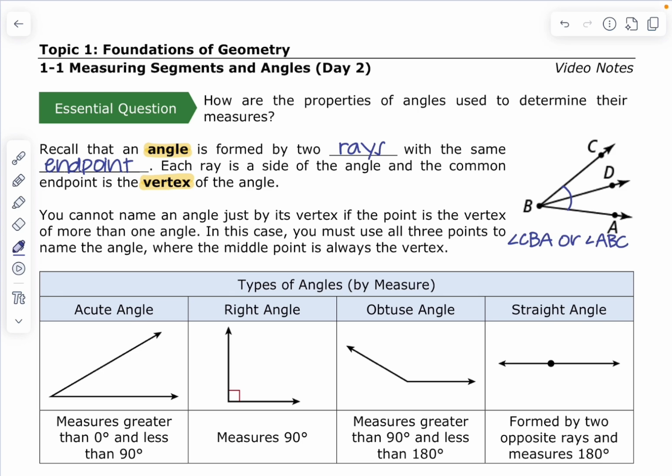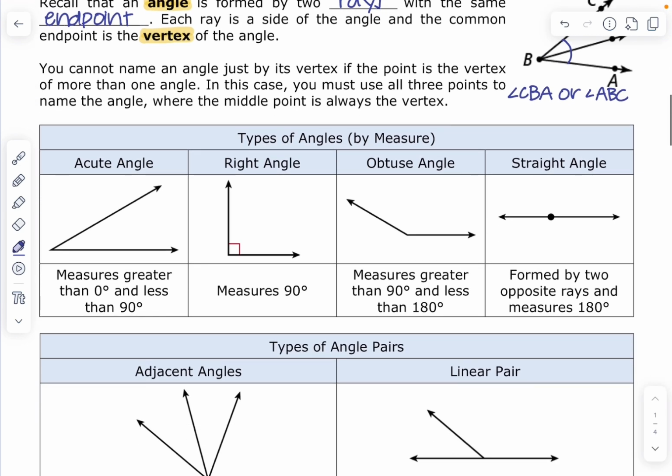There are a couple different types of angles and we can classify them a couple different ways. Let's first talk about angles classified by measure. So if we have an acute angle, those are angles whose measures are greater than 0 and less than 90. A right angle measures exactly 90 degrees. An obtuse angle is greater than 90 and less than 180. And a straight angle is exactly 180 degrees and is formed by two opposite rays.